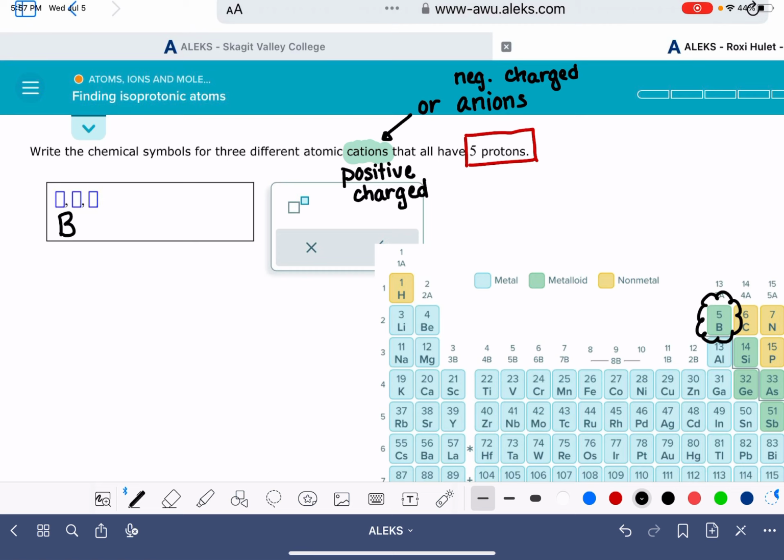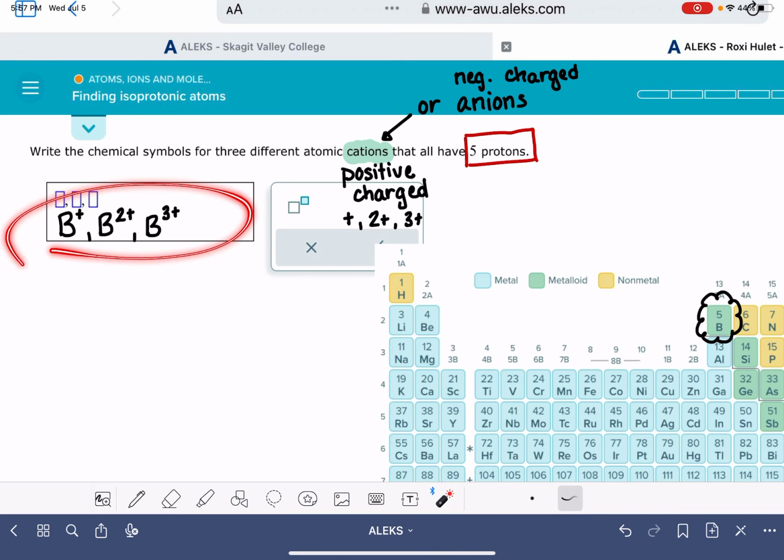Your best bet with all of this is to write a +1 ion, which would just be communicated with the plus symbol, no number, a +2 ion, which is communicated by writing the magnitude first and the charge second, and then a +3 ion, which is communicated by writing the magnitude first and the charge second. This is going to be your best bet.